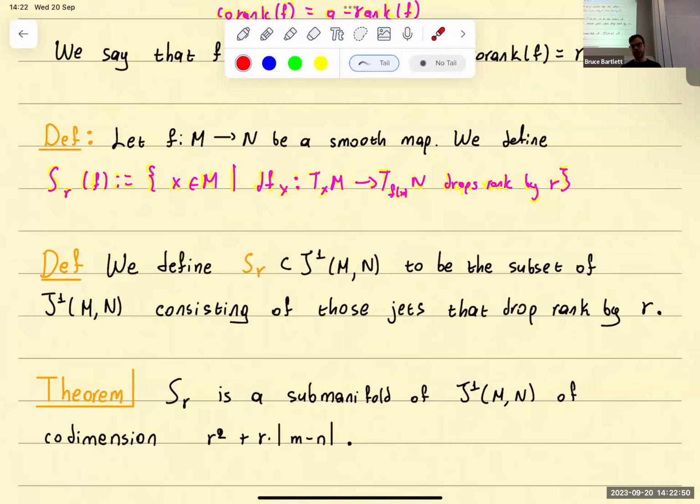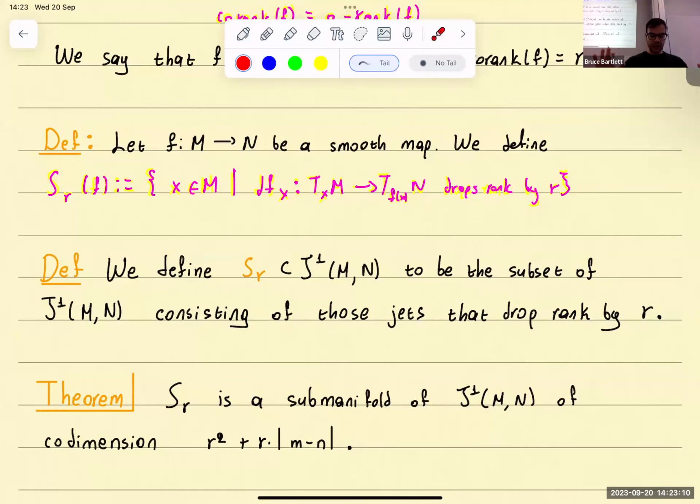Similarly, that's at the level of a function between manifolds, but I have something at the level of the first jet space. I can define S sub R to be the subset of the first jet space that consists of those jets that drop rank by R. So far, I haven't really done anything.